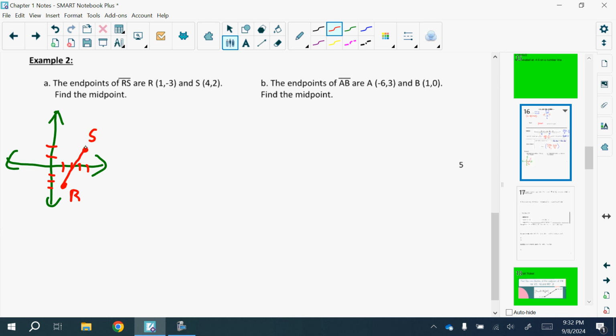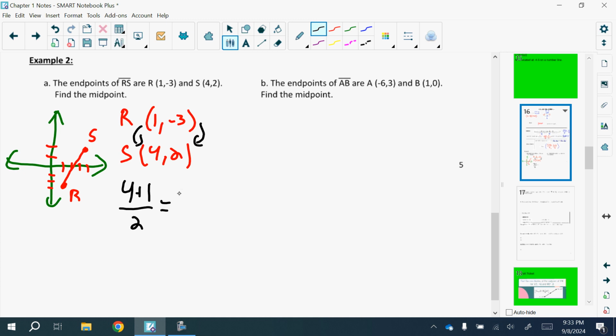So we got this guy right here, and it wants us to find the midpoint. Well, the easiest thing to do is we can label our points like this, side by side. And let's just, again, average these out. So for averaging our x values, we get 4 plus 1 divided by 2, which is going to give us 5 over 2, or 2.5. And then for your y values, we have negative 3 plus 2 over 2. So this is going to go to negative 1 over 2.